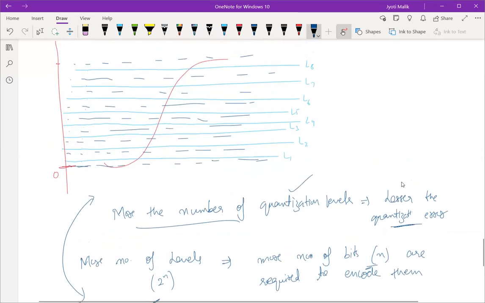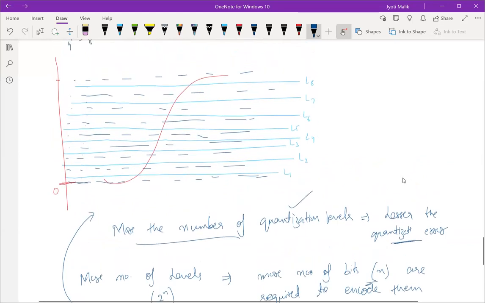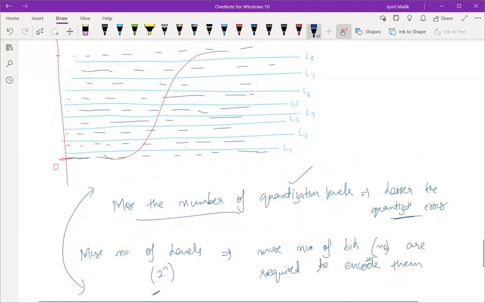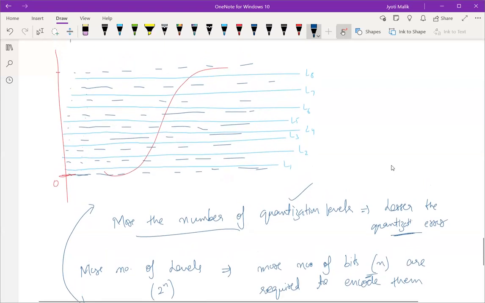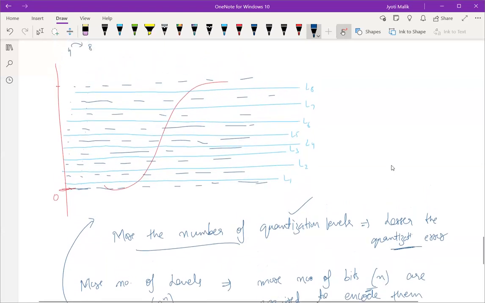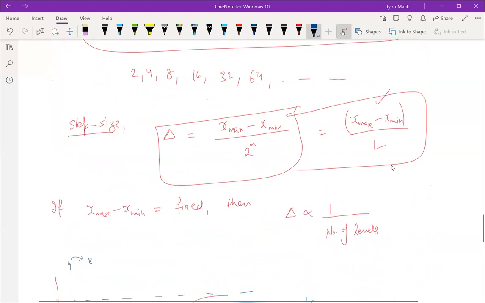And this way, the error can be made very negligible if you use a larger number of levels. But again, the thing is the storage and the number of bits. So this was the process of quantization.